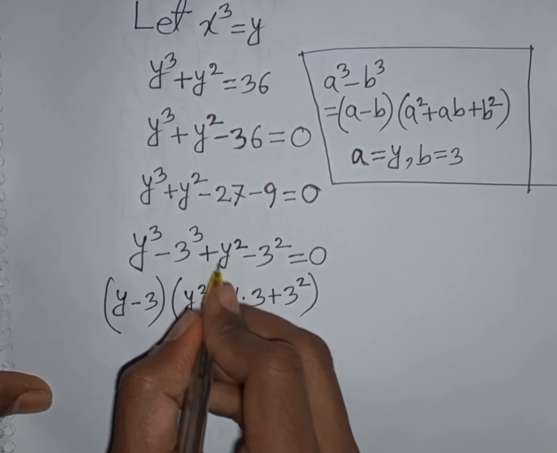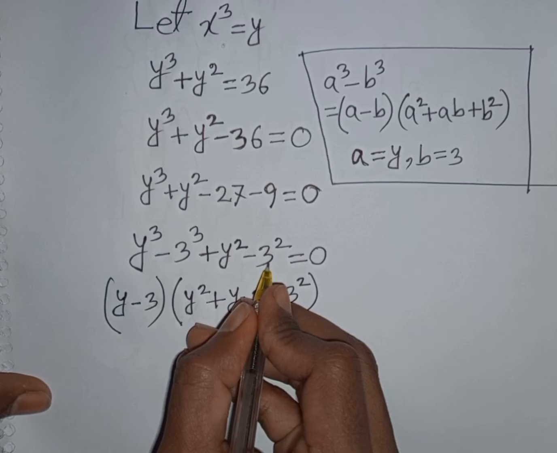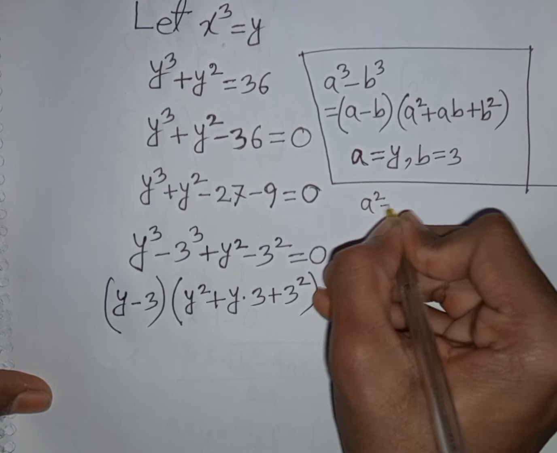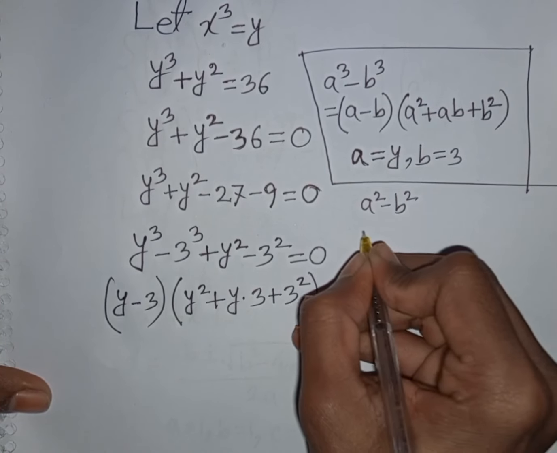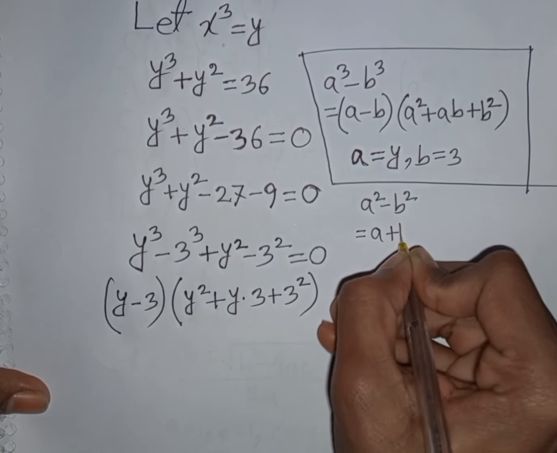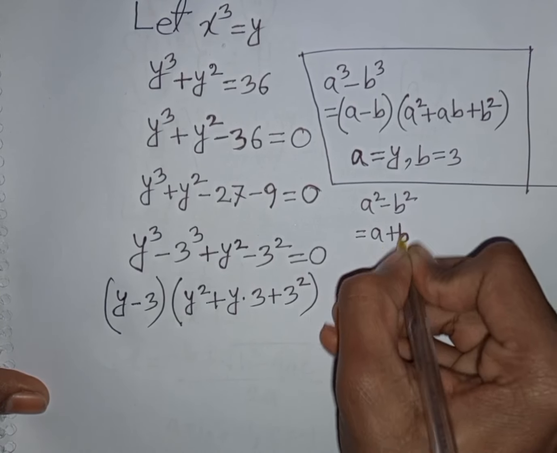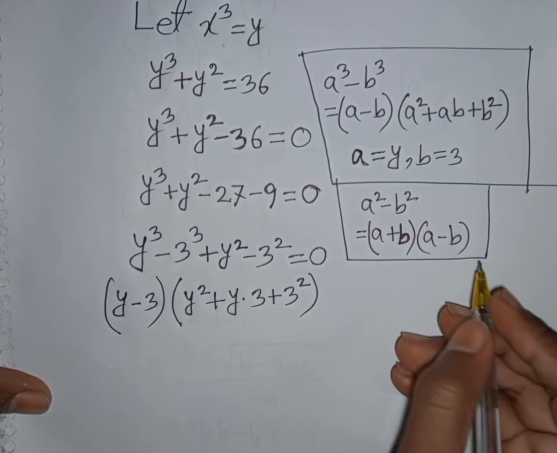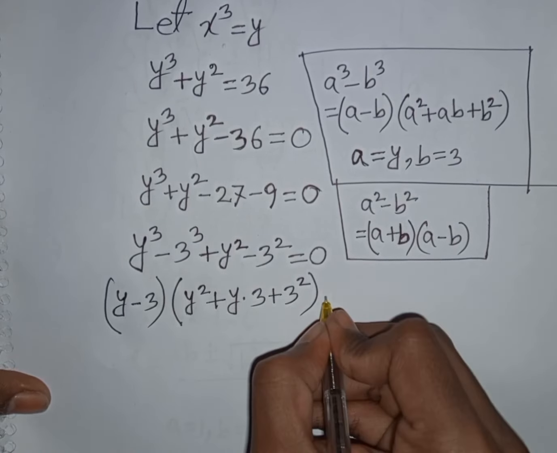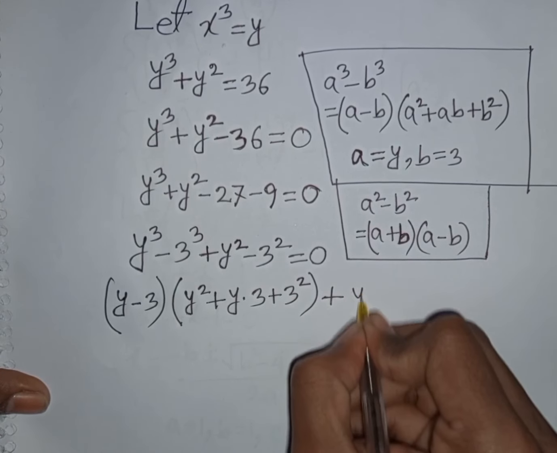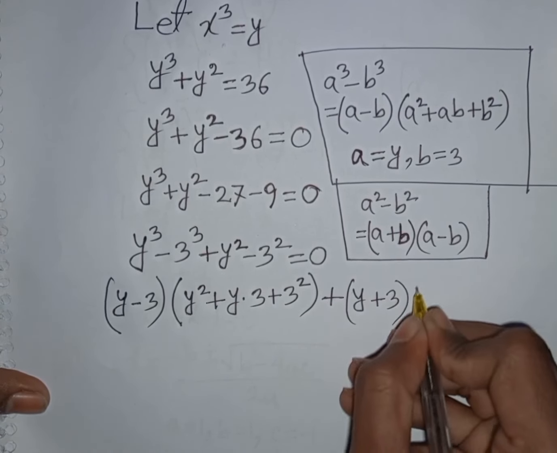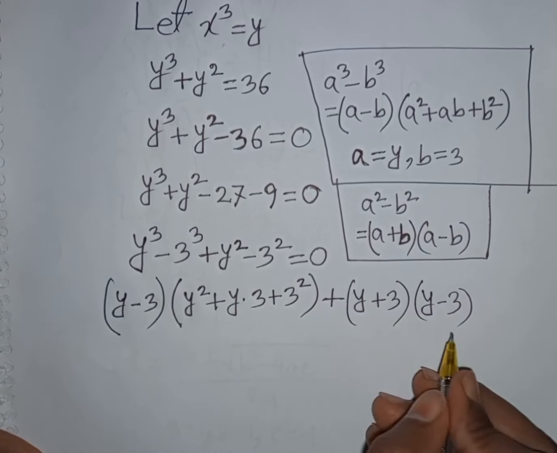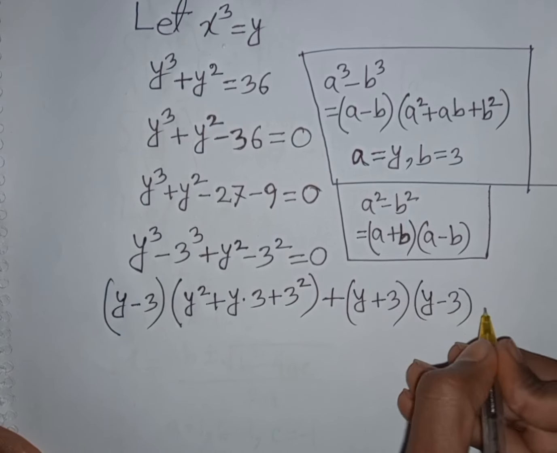Then here we can apply the formula of a square minus b square. Here a is y, b is 3. So according to this formula, a square minus b square is equal to a plus b times a minus b. So you can write here plus y plus 3 times y minus 3. That means a plus b times a minus b. This is the formula of a square minus b square, and the whole thing is equal to 0.